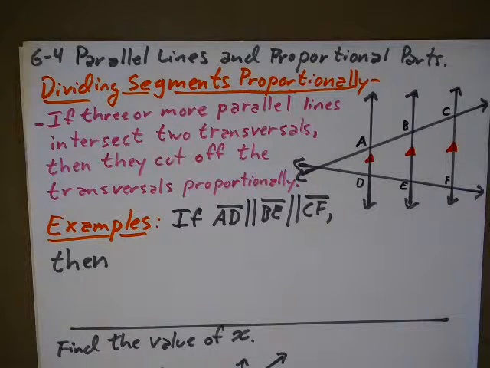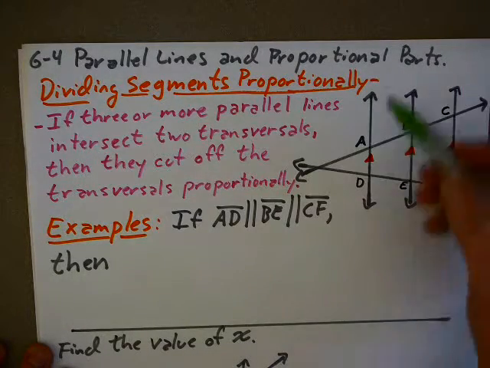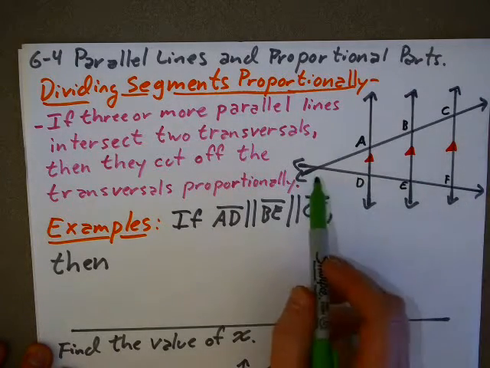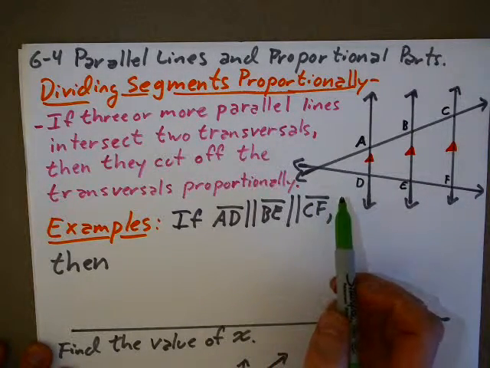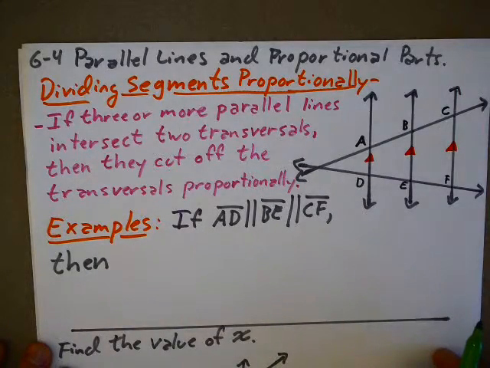Today we're going to talk about one of the more useful tools that we'll see. It's useful because it has many applications, but it does have a little confusing definition. So we're going to divide segments proportionally. It says, if three or more parallel lines intersect two transversals, then they cut off the transversals proportionally. Okay, great. What does that actually mean?